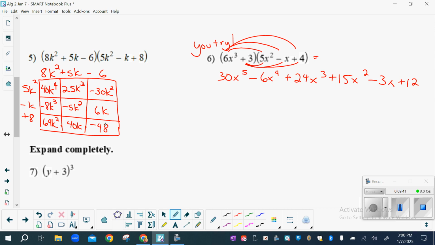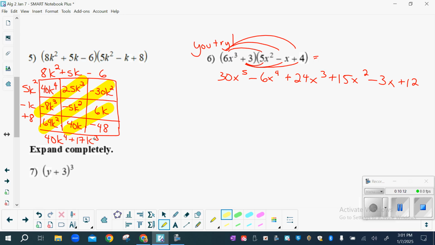So what we notice when we put it in a box like this is our like terms are going to be diagonal. So these are like terms, these are like terms, and these are like terms. So that's one nice thing about it. So our answer is going to be 40k to the 4th, add, and then we have 17k to the third. It doesn't matter which one you put on top and which one you put on the bottom.